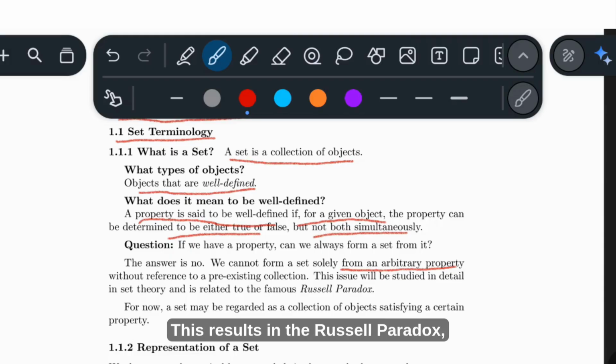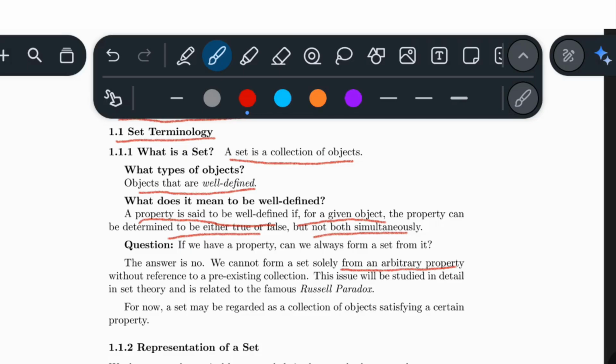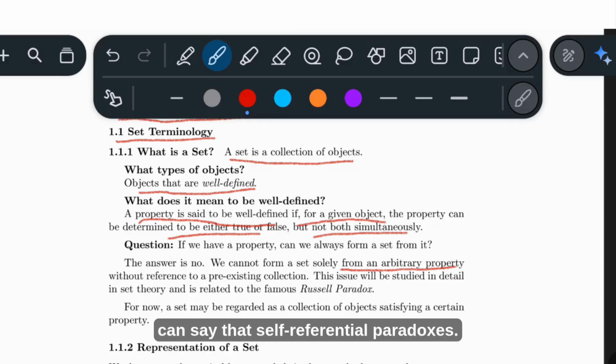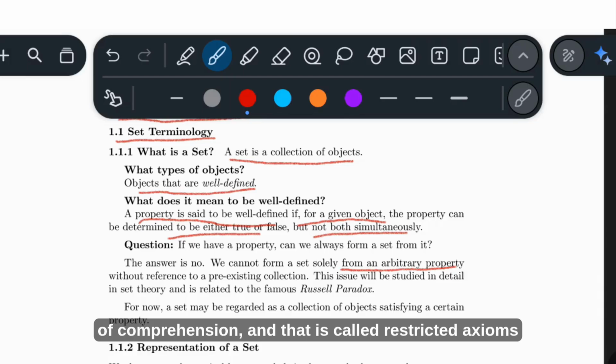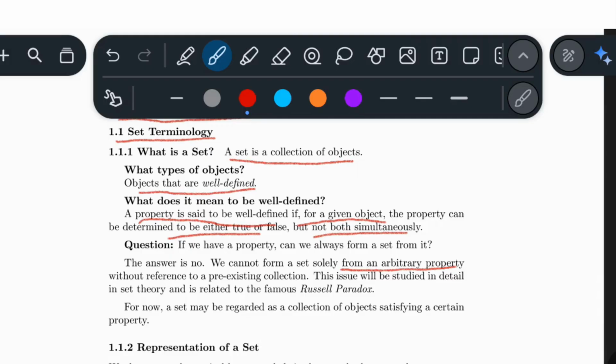But this results in the Russell paradox, a self-contradicting or self-referential paradox. So to avoid that, we restricted our axiom of comprehension, and that is called the restricted axiom of comprehension, or the axiom of separation.